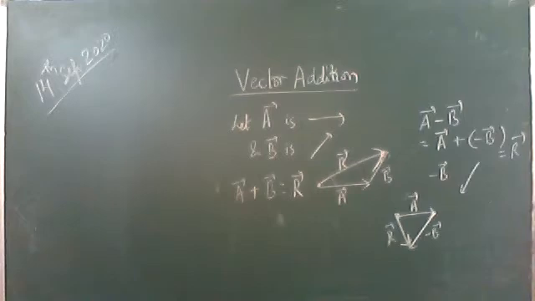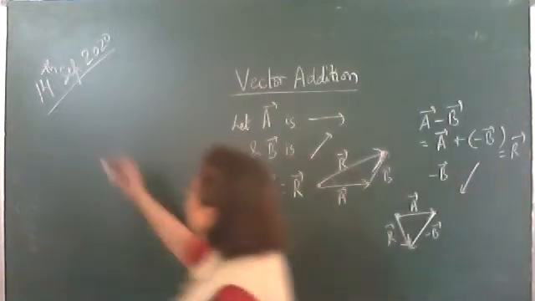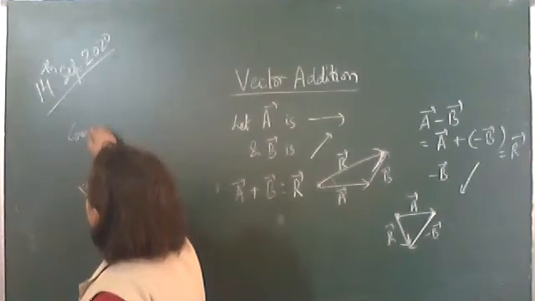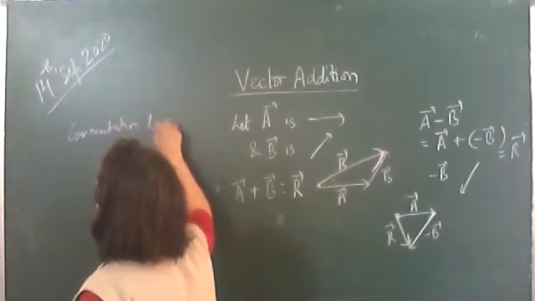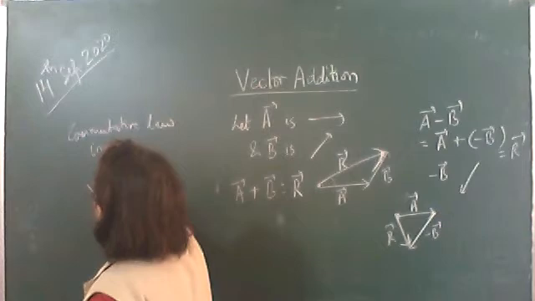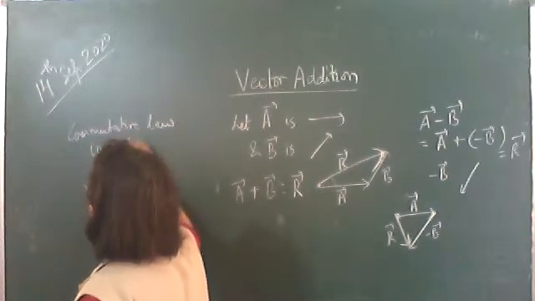That vector addition is commutative. Okay, commutative law you have studied in maths in the lower classes. That is A plus B vector should be equal to B plus A vector. So here we'll study commutative law in vector addition.